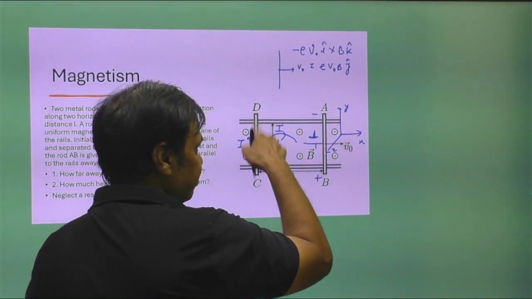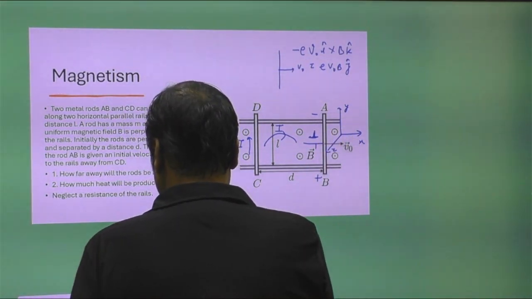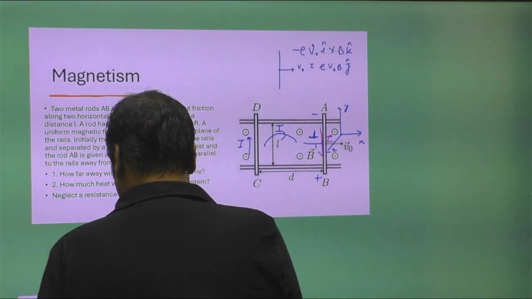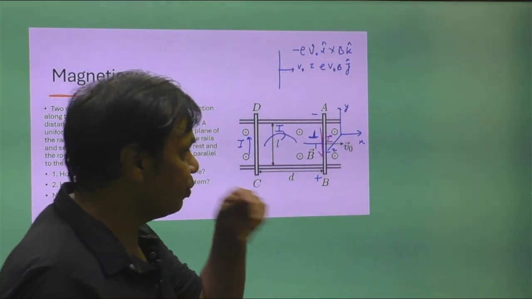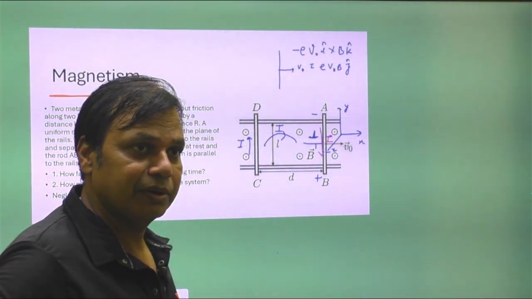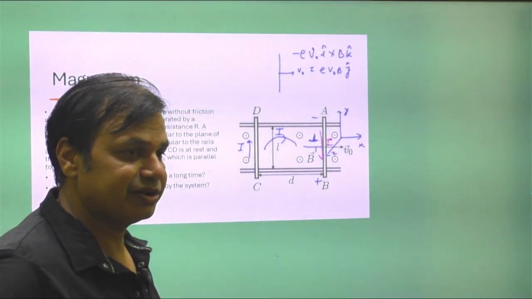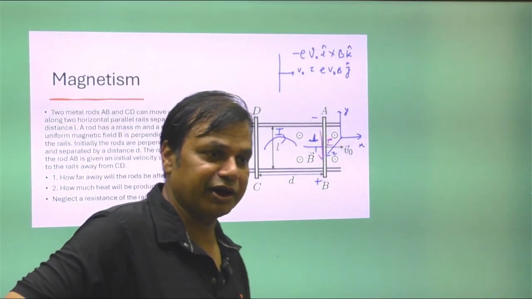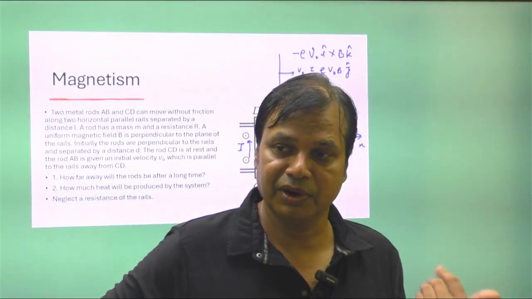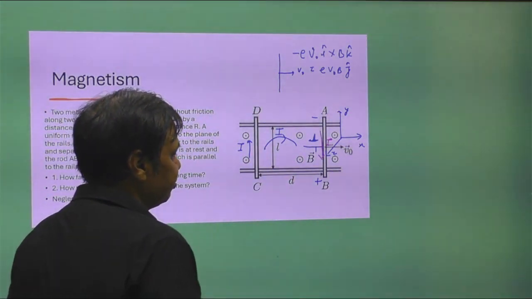In this direction through this rod CD and in this direction through this wire AB. A current in a magnetic field is going to attract an ampere force, IL cross B. So what IL cross B on CD are we going to see?